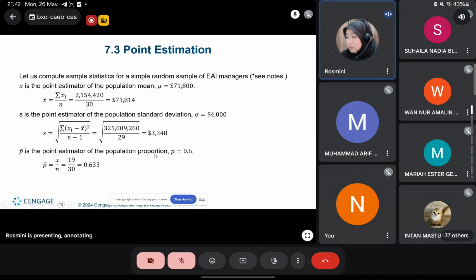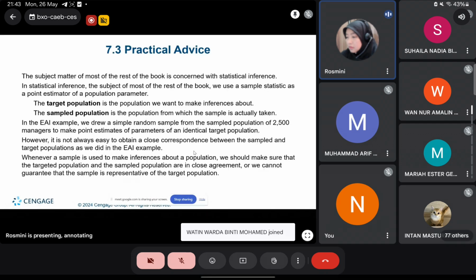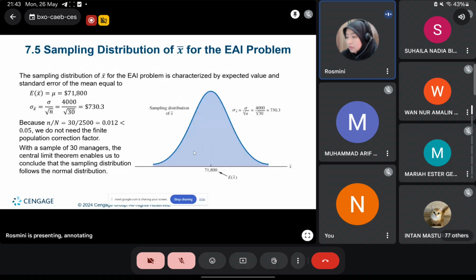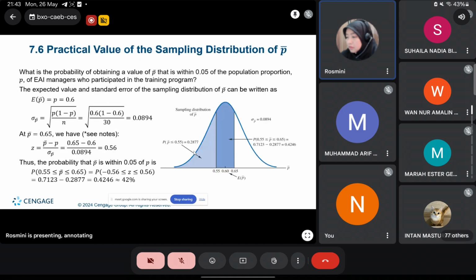So the population proportion is 0.6. Now the question asks, what is the probability if it is within plus or minus 0.05 of the proportion 0.6. So subtract 0.05 from 0.6 and you get 0.55, add it and you get 0.65.